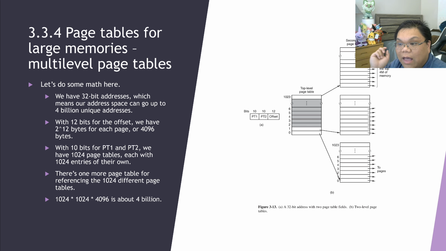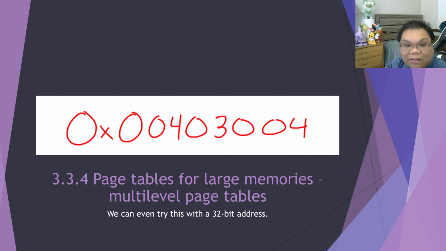Let's do some math here. We have 32-bit addresses, which means our address space can go up to like 4 billion unique addresses. With 12 bits for the offset, we have 2 to the 12th power bytes for each page, or 4096 bytes. With 10 bits for PT1 and PT2, we have 1024 page tables, each with 1024 entries of their own. And there's one more page table for referencing one of the 1024 different page tables. 1024 times 1024 times 4096 is about 4 billion. 4 gigabytes of memory.